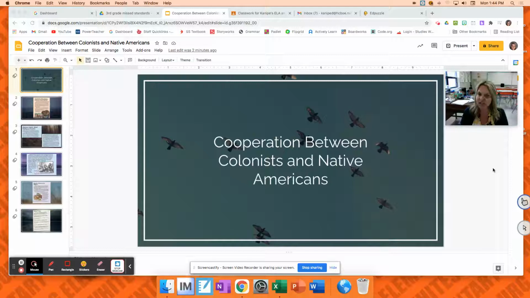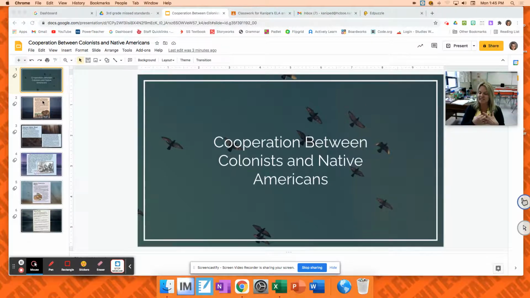Today, we're going to start a new standard and we're going to learn about the cooperation, the way they worked well together between the colonists and the Native Americans, because at the very beginning, they were cooperating with each other. So let's learn about what happened to cause them to not cooperate with each other any longer. What made that big divide? And I bet you can make some predictions from what we've learned about in our fourth grade standards this year.